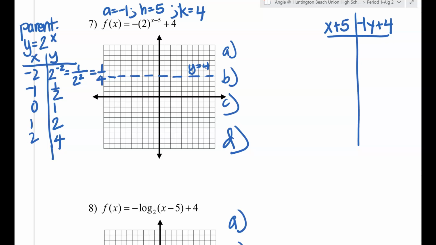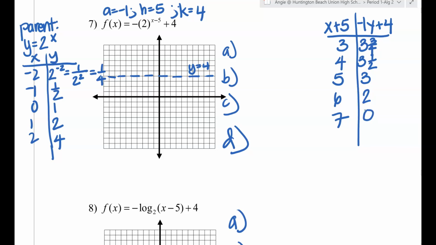So let's change all of the x's first. Negative 2 plus 5 is 3. Negative 1 plus 5 is 4, 5, 6, and 7. A quarter times negative 1 is a negative quarter, plus 4 is 3 3/4. A half times negative 1 is a negative half, plus 4 is 3 1/2. 1 times negative 1 is negative 1, plus 4 is 3. 2 times negative 1 is negative 2, plus 4 is 2. 4 times negative 1 is negative 4, plus 4 is going to be 0.